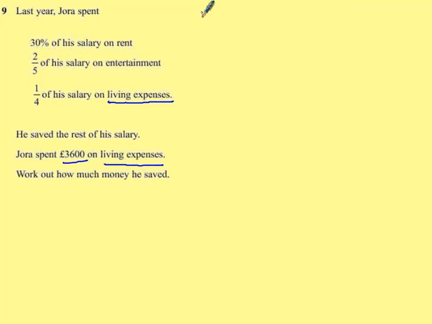So Jura had rent, entertainment, living expenses, and then savings. Okay, we're told that 30% of his salary is on rent, 2/5 on entertainment, 1/4 of it on living expenses, and £3,600 on living expenses. We've got two key pieces of information here which we can set against one another.